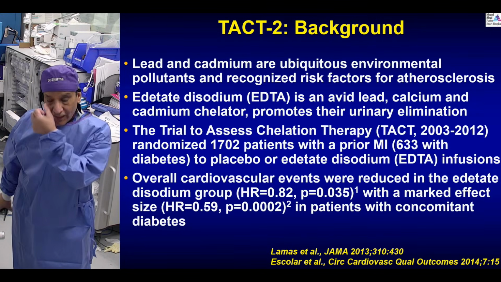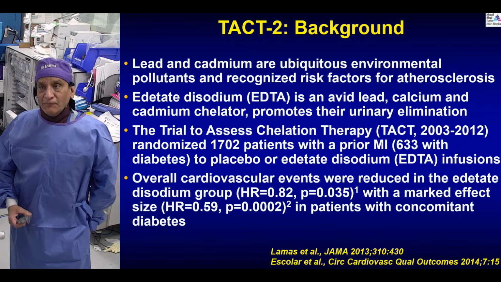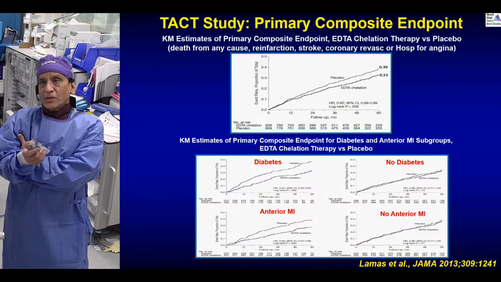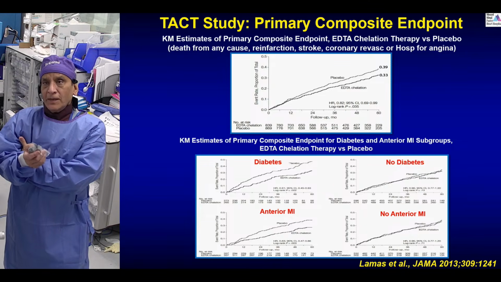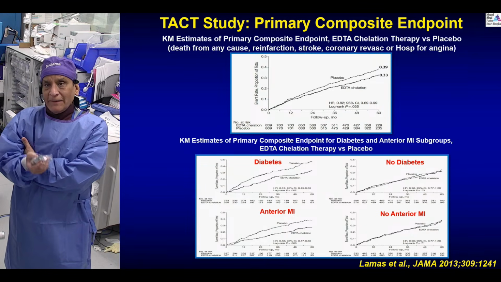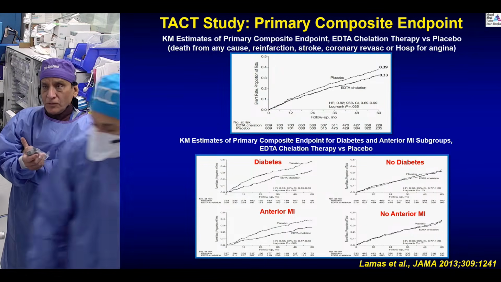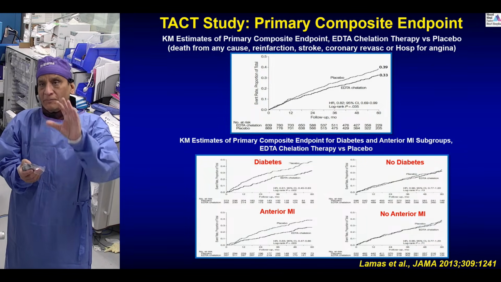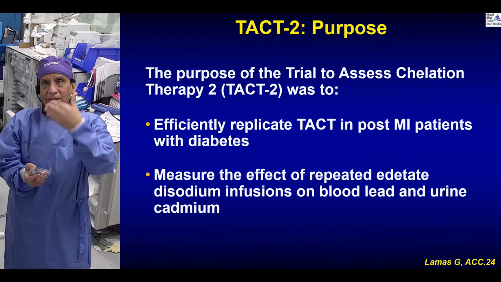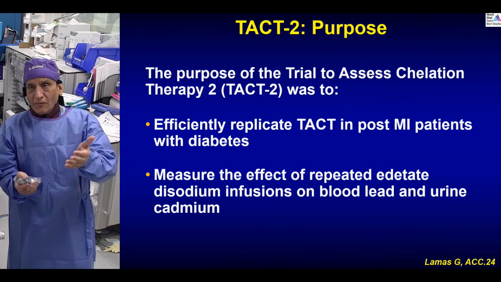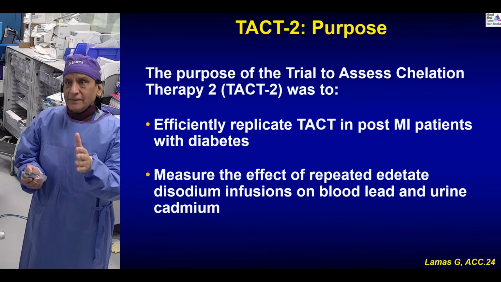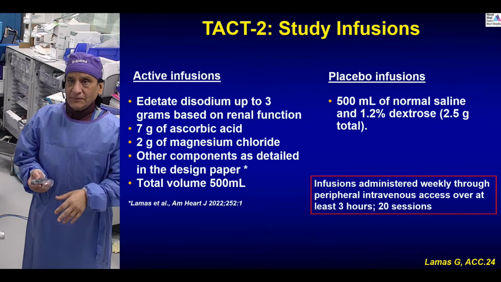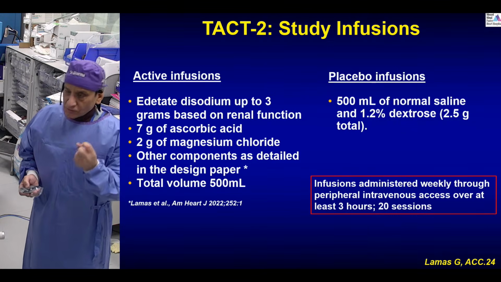It's usually given once a week for 20 weeks. And they found basically that overall EDTA was better, but the major benefit occurred in the diabetic and prior MI patients. So it looks like if you have no diabetes and no MI, there was no benefit. But in diabetic and prior MI patients, the TACT2 trial took this forward: what about giving EDTA in post-MI patients with diabetes? And they wanted to also see the mechanism.